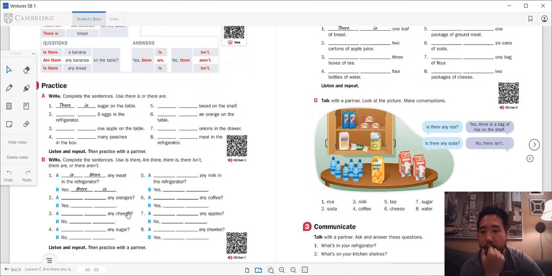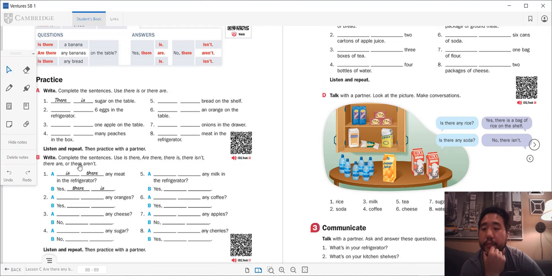One second. Now we'll do exercise 2B. Complete the sentences. Use is there, are there, there is, there isn't, there are, or there aren't. So number 1, the question is there any meat in the refrigerator? As I mentioned before, meat is a noun that is not countable. So we have to use is there in order to make it into a question. And since the answer contains yes, we just have to say there is. So is there any meat in the refrigerator?